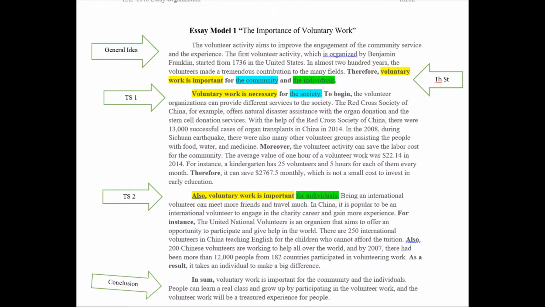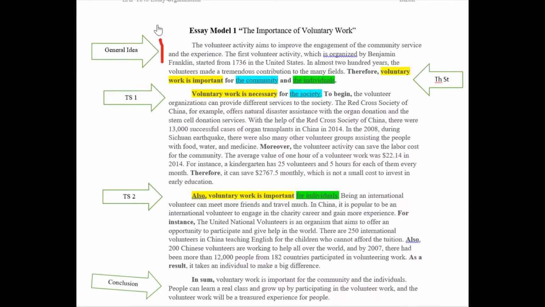Now, let's look at this example. I have one essay example. The topic is the importance of voluntary work. Okay, so in the general idea, right here, you introduce the topic. You only talk about voluntary work. Maybe you want to mention the history of voluntary work, any famous volunteer activities or people who volunteered and so on and so forth.